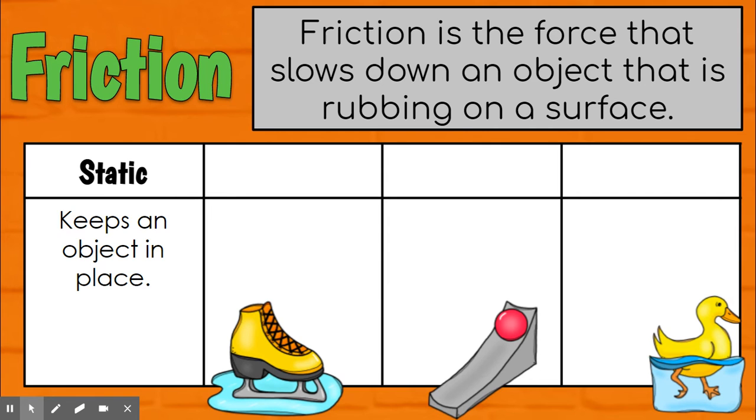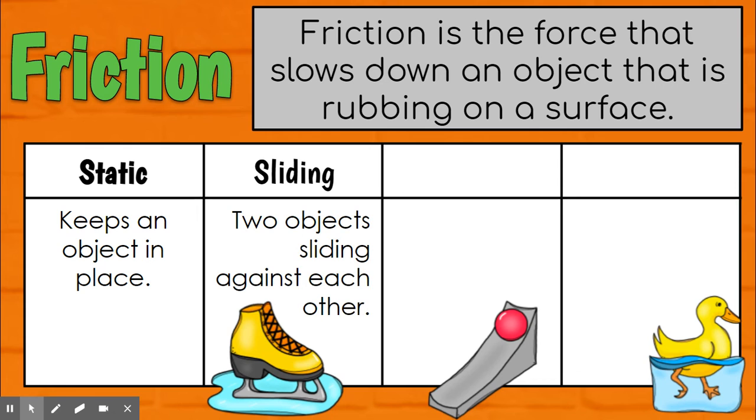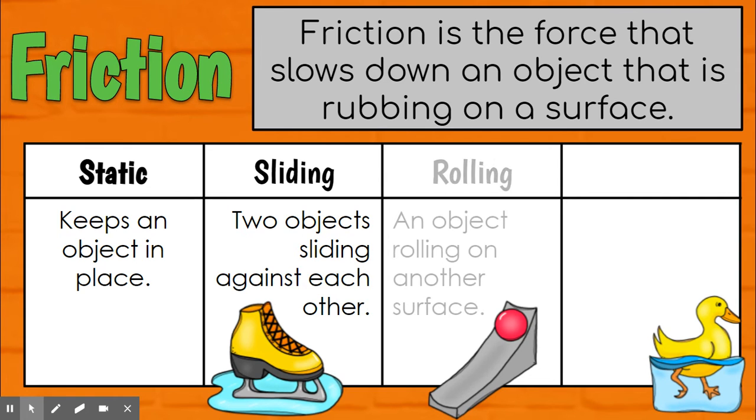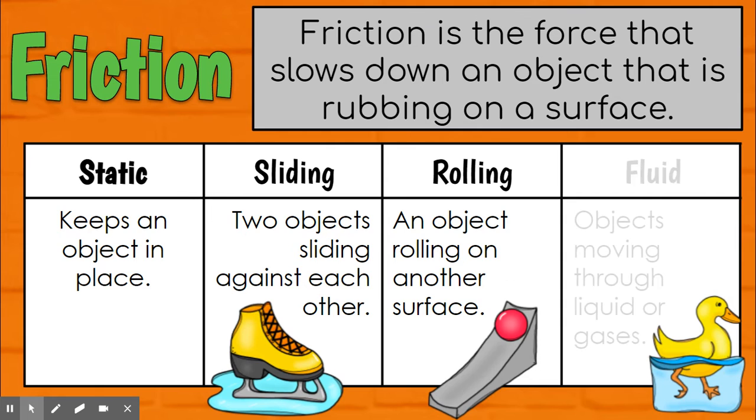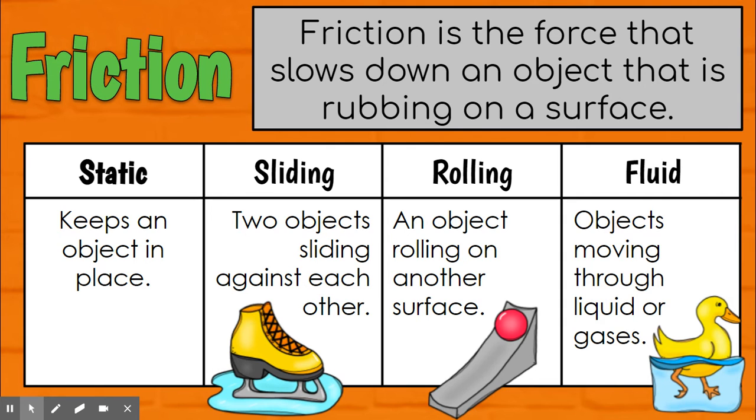Some examples of friction are static, which keeps an object in place; sliding, two objects sliding against each other; rolling, an object rolling on another surface; or fluid, objects moving through liquid or gases. If you have two surfaces, like carpet and tile, carpet is going to have more friction. So if I roll a ball on carpet, it's going to go a lot slower and a lot shorter distance than if I roll a ball on tile, because the tile has less friction.